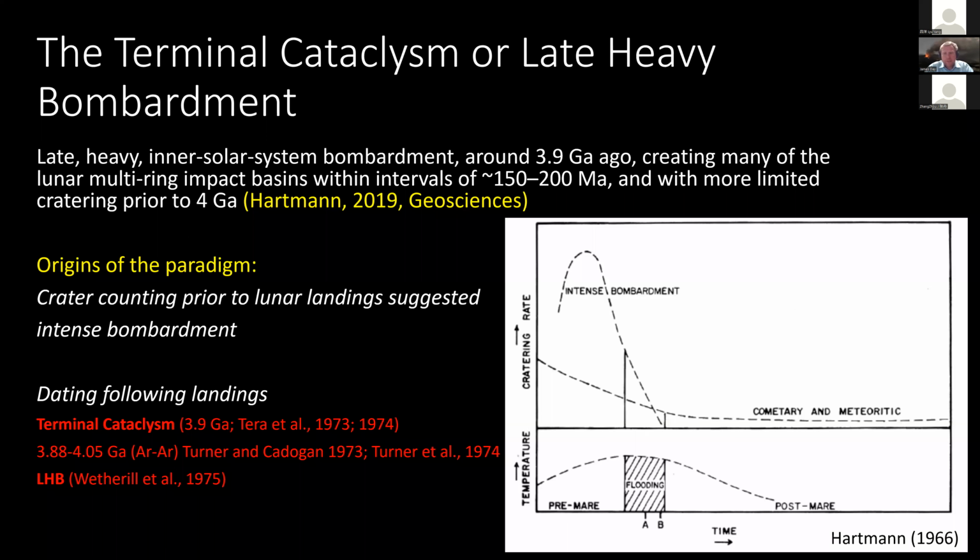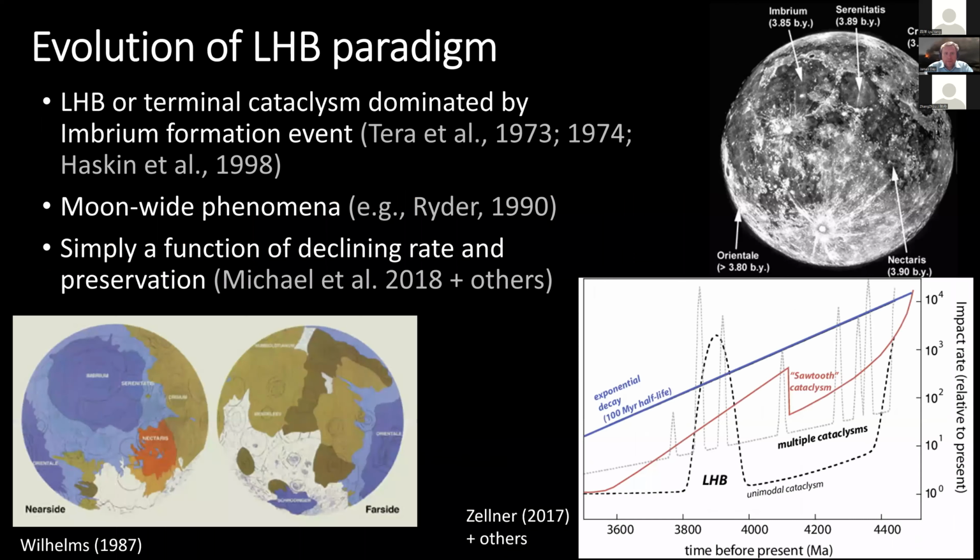The lunar cataclysm, terminal cataclysm, or late heavy bombardment paradigm has evolved through time, and it falls into several different categories. So the first is that the late heavy bombardment was dominated by the Imbrium formation event. Now, of course, Chang'e 5 landed to the west of Imbrium, and so it would have been affected by Imbrium, at least the material underneath the landing site.